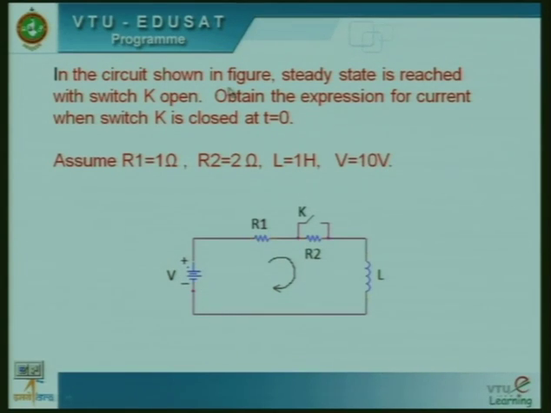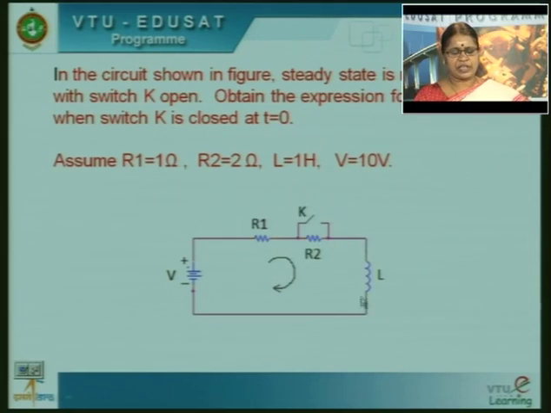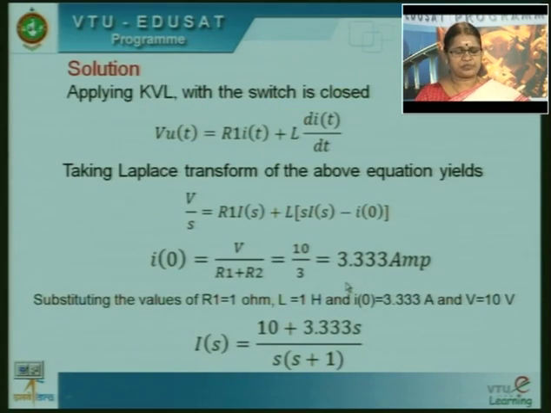It is given in the problem that initially the switch is open and the circuit has reached steady state. With the switch open, the equivalent circuit is the voltage source in series with resistors R1, R2 and the inductor. When switch K is open, the current flowing through R1 has to flow through R2, so these two resistors are in series. So, at t is equal to 0 minus, the equivalent circuit is the voltage source in series with these two resistors, which are in series with the inductor.